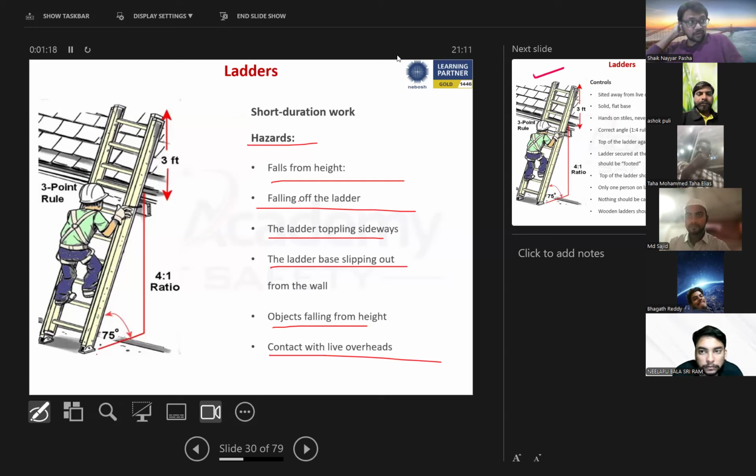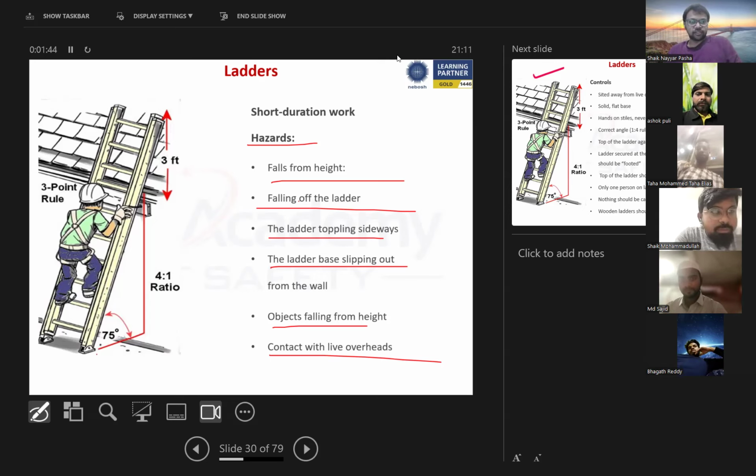Coming to the precautionary measures, what controls can we take? First of all, select the ladder which is suitable for the job. Make sure that it is in good condition. Inspect the ladder before use. Place the ladder on a flat surface, not an uneven surface. Secure the ladder from the bottom. If you cannot secure it, at least appoint a person who can hold the ladder from the bottom.